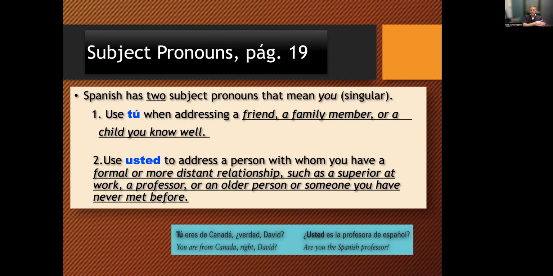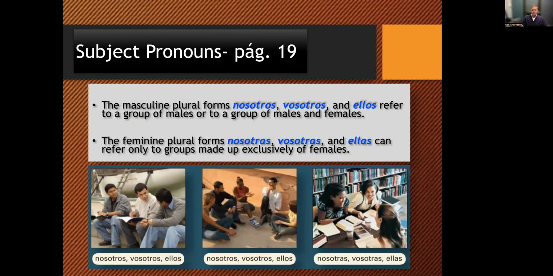So David in the first sentence is your friend. You're just casually talking to him. Whereas a teacher, a professor, you have a more formal distant relationship with. You're probably not going to call him or her by their first name. You're going to treat them with a little bit of respect. So that's some of the differences between tú and usted.